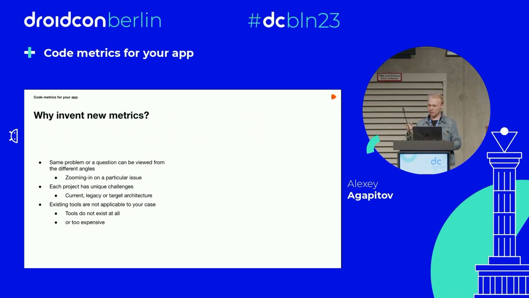And then some of the tools might not even exist, so you might need to develop something custom for yourself, or those tools could be too expensive to buy. They might not be affordable at this point in time, or it's not reasonable to spend this amount of money for these metrics. But thankfully, we can still find ways to work around it, and we can find the metrics which would be relevant for us as developers.